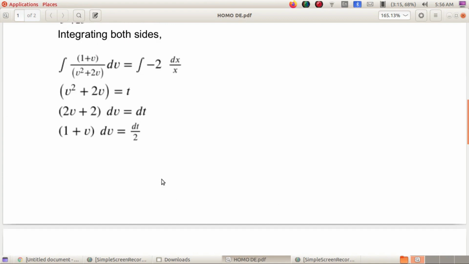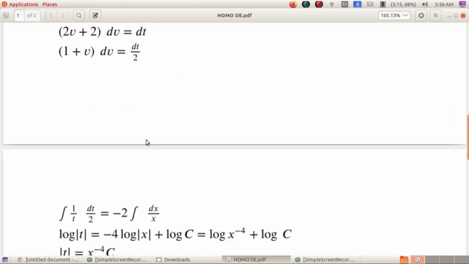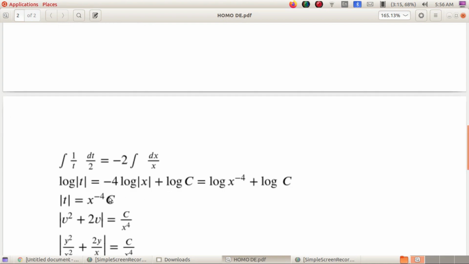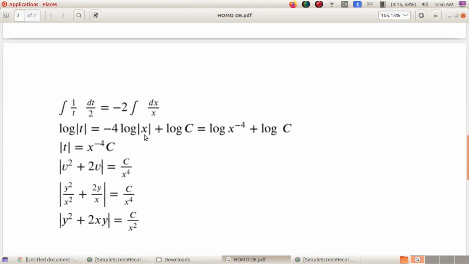So here this is t, this integral becomes 1 by t dt by 2, and RHS is minus 2 integral dx by x. Now integral of 1 by t is log mod t. Taking this 2 to this side, it becomes minus 4 log x plus log c. Minus 4 log x is log x raised to minus 4.